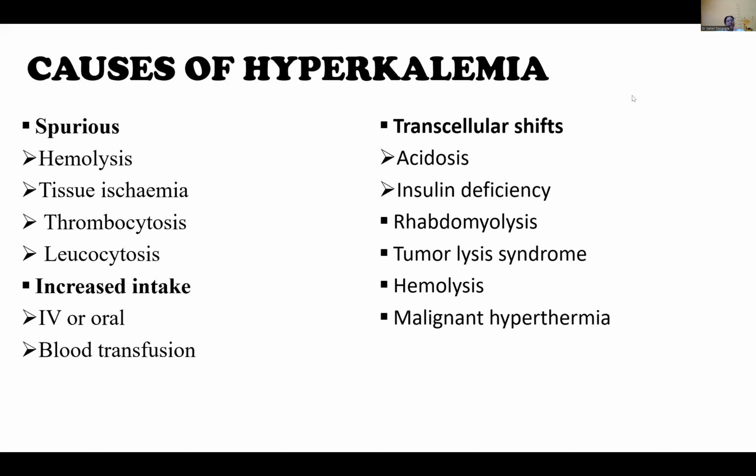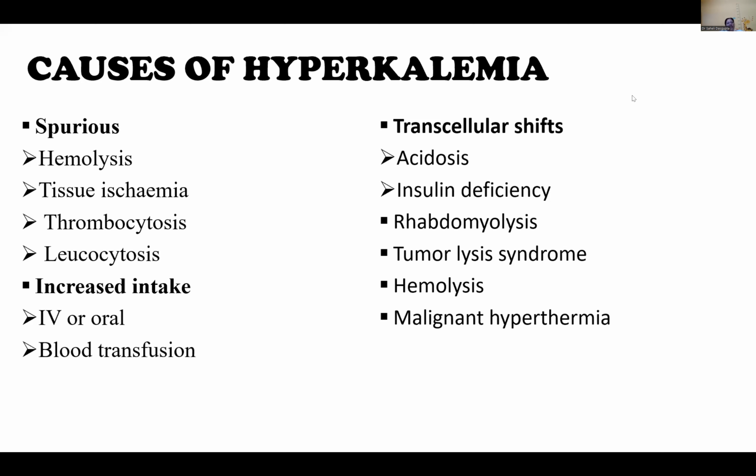First of all, there are the spurious causes, that is due to hemolysis, tissue ischemia, thrombocytosis, or leukocytosis. Whenever we put a very tight tourniquet and then the blood reports come, potassium comes out very high. These are all the spurious causes. It can be due to increased intake, suppose if you are giving any oral potassium supplementation, or potassium in IV fluids, or blood transfusion. Transcellular shifts, this is very important.